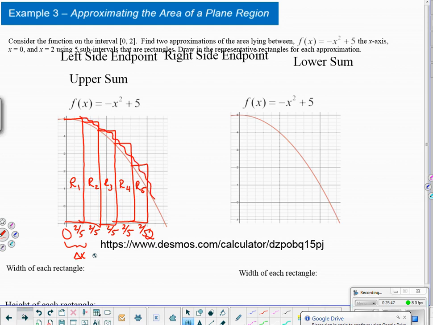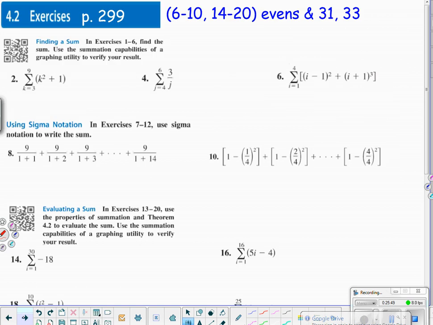All right, homework following this section is 6 through 10, 14 through 20. Just do the evens on these. If you want to, you can hold off on these. We're going to continue those in class today.